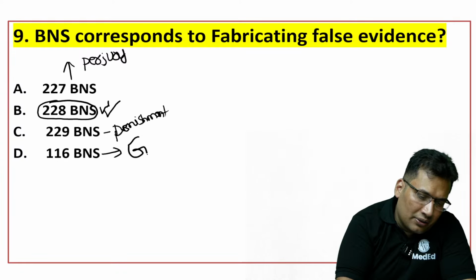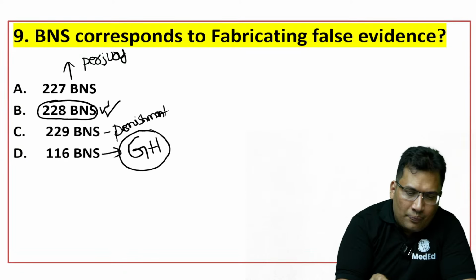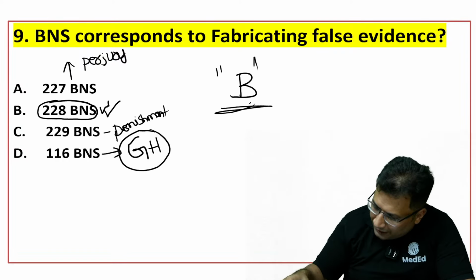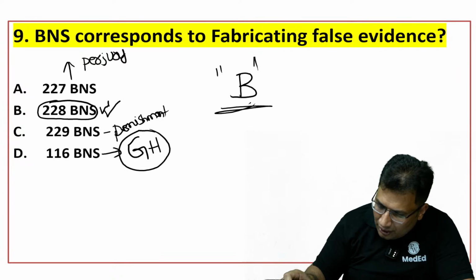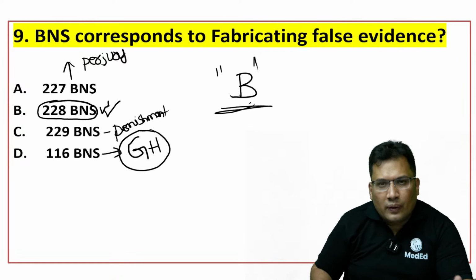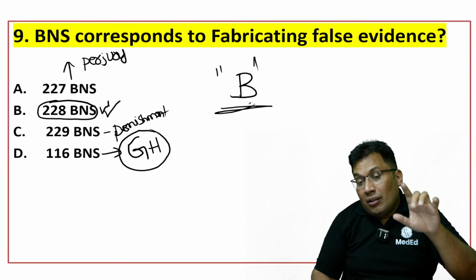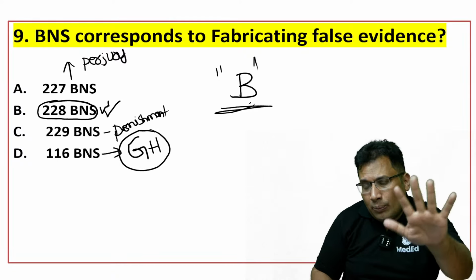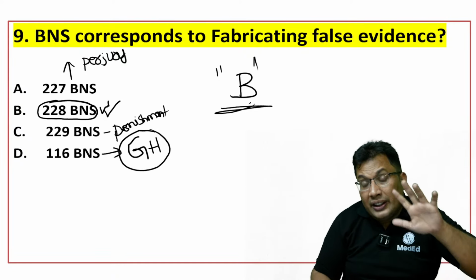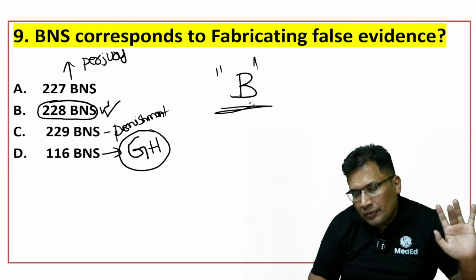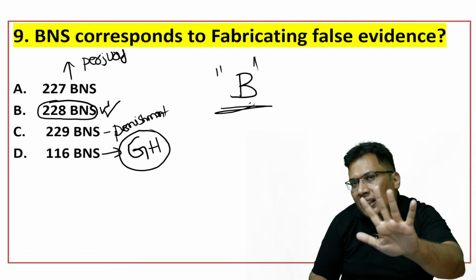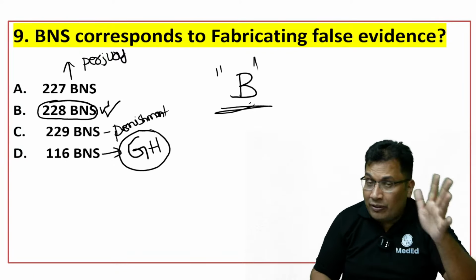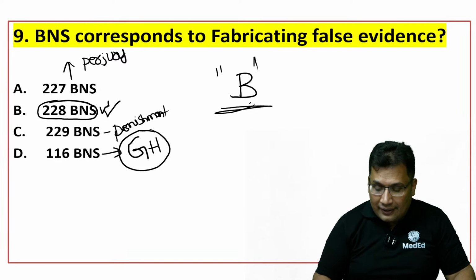116 इज ग्रीवस हर्ट. आंसर है बी. बी है. So nobody has answered. So 227 is giving false evidence. Whenever the word fabricating false evidence comes, 228 है. Both are punishable under 229 है. Giving false certificate 234 है. 116 grievous hurt है. Grievous hurt has 8 clauses. Okay, 8 clauses, 2 weeks now. That is 15 days, not the 21 days.